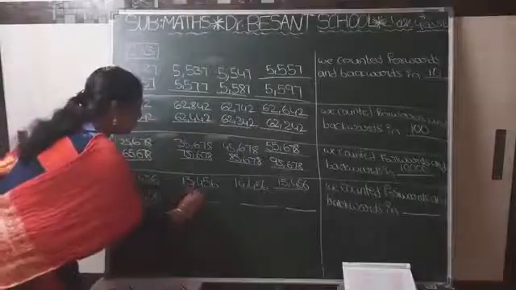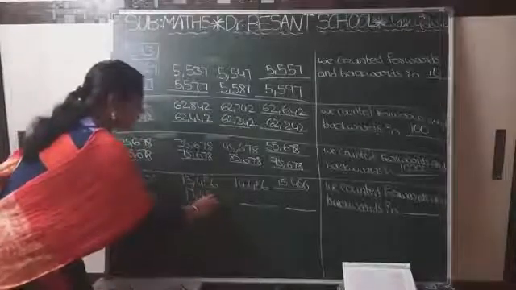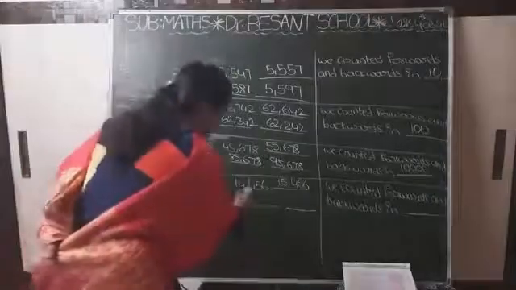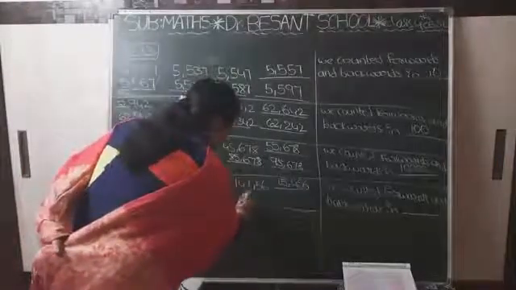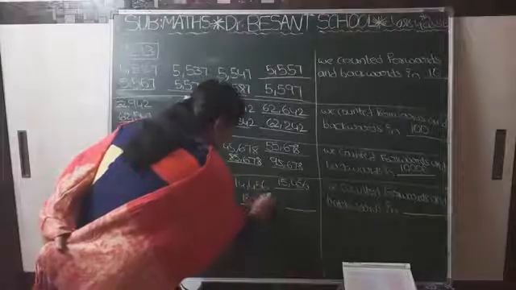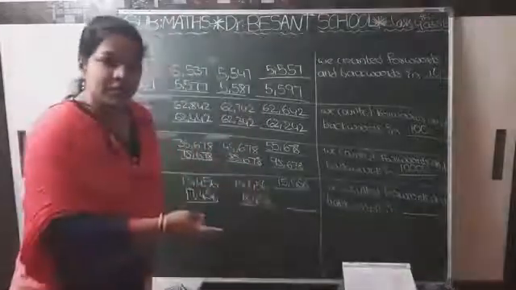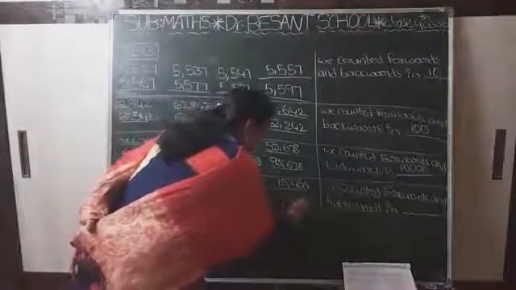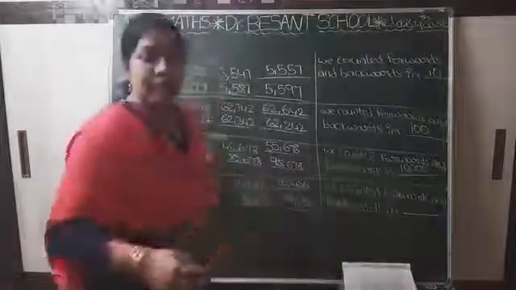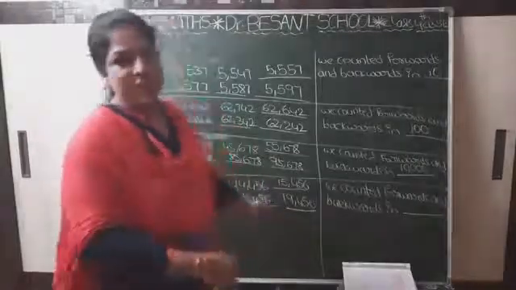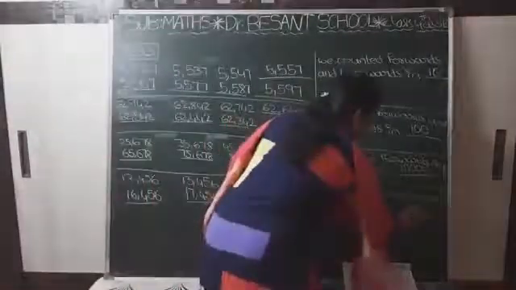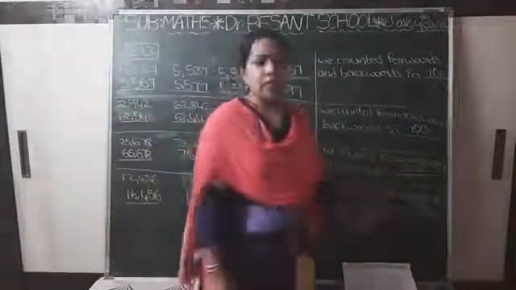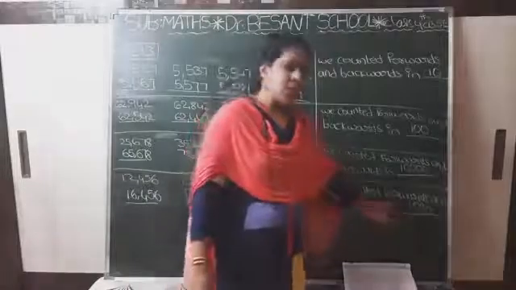Very good children. 17,456. The next term is 17,000 plus 1,000 is 18,000. 18,456. The next term is 18,000 plus 1,000 is 19,000. 19,456 means we counted the forwards in thousands here. That's why you should write here 1,000. In the blank you should write as we counted forwards. Backward problem you have to do on your own in thousands.